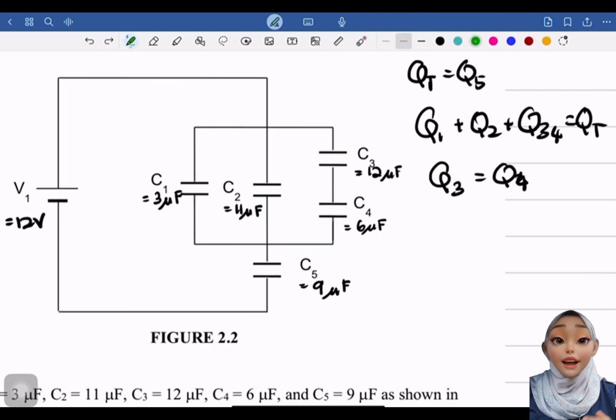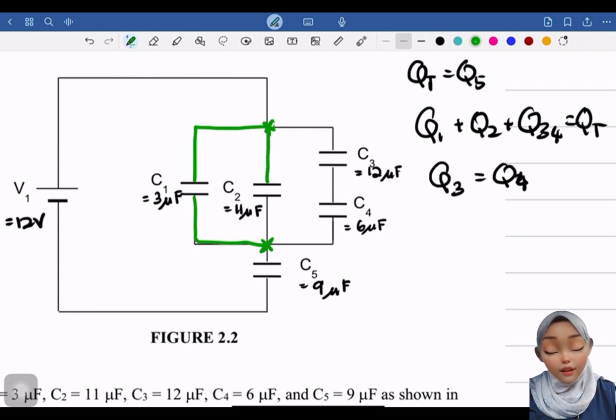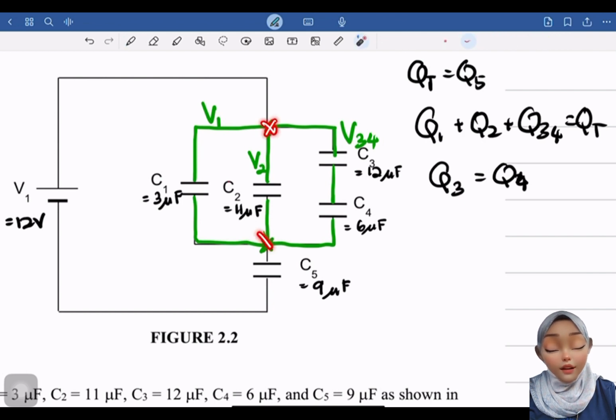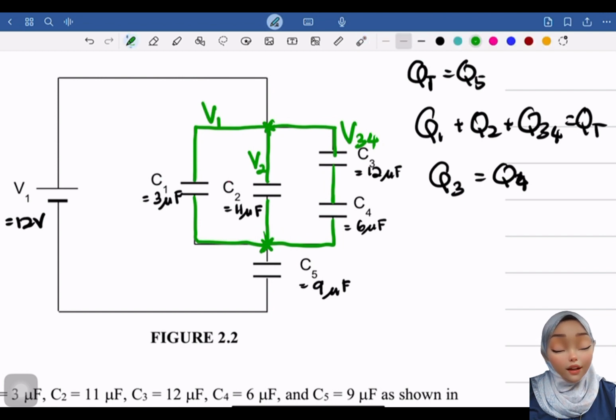Now I want to focus on potential difference pula. So kat sini kita dapati bahawa C1 mempunyai point yang sama dengan C2. So I'm going to call this one as V1, ini ialah V2. Dan kalau you tengok dekat sini, V3, 4. Okay, V3, 4 pun pada point yang sama. V3, 4 ialah gabungan V3 dengan V4. So daripada sini saya dapati bahawa V1 sama dengan V2 sama dengan V3, 4.